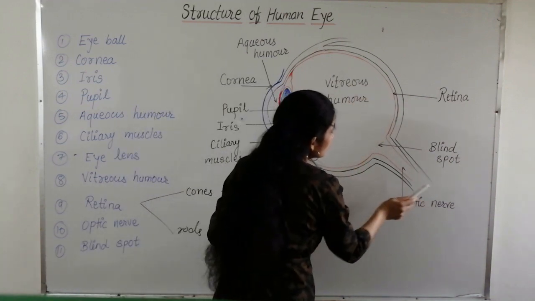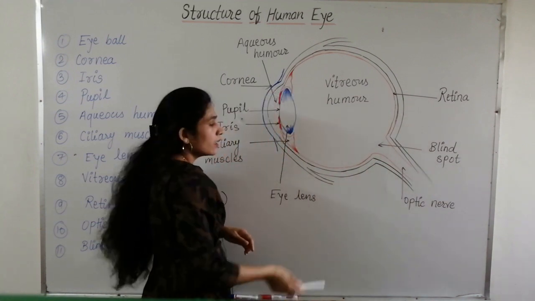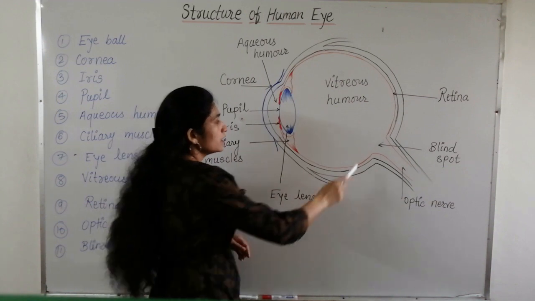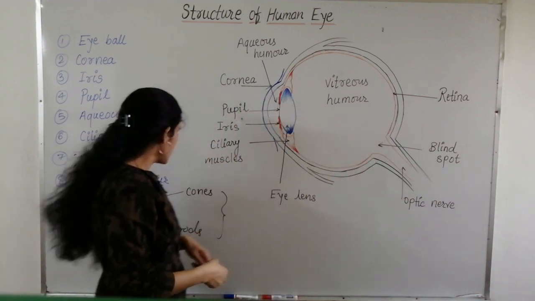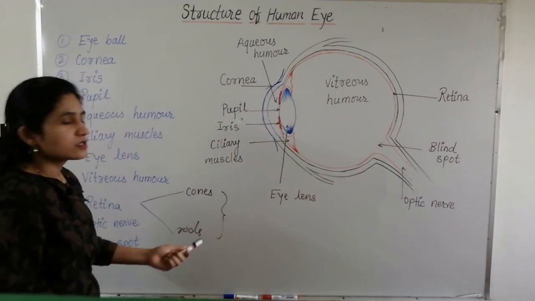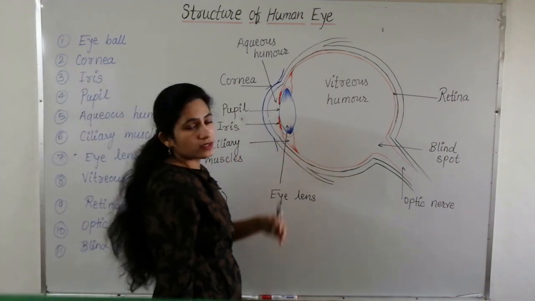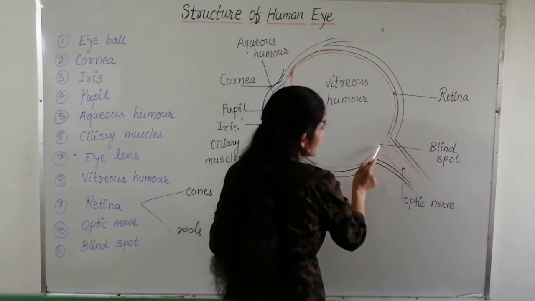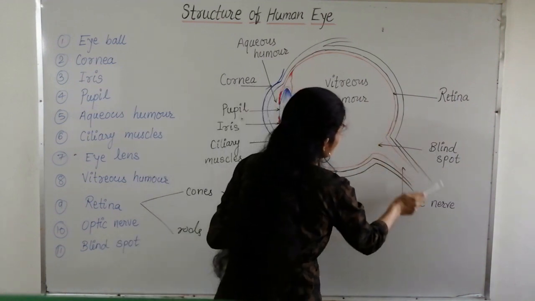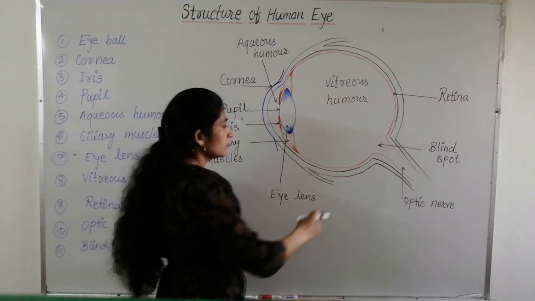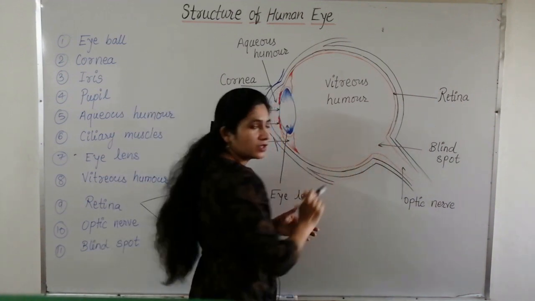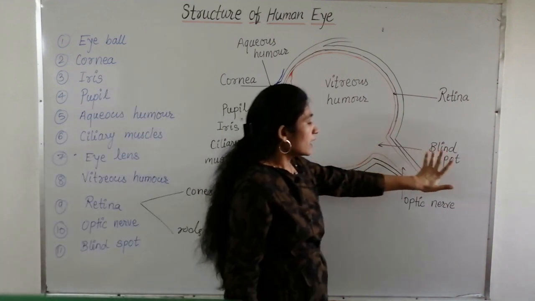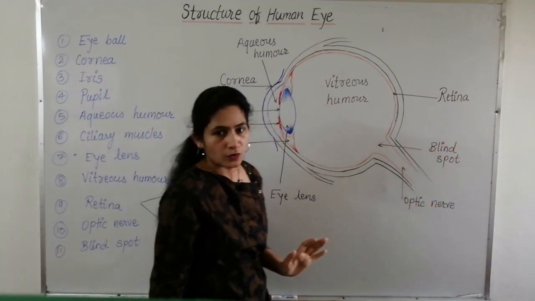Then the optic nerve connects the eye to the brain and sends electrical signals to the brain. The retina converts light signals into electrical signals. These cells, cones and rods, convert light rays into electrical signals. And the junction of the retina and the optic nerve is called the blind spot. If the image forms on this spot, we cannot see because these cells are absent at this spot, and therefore this spot is called the blind spot.